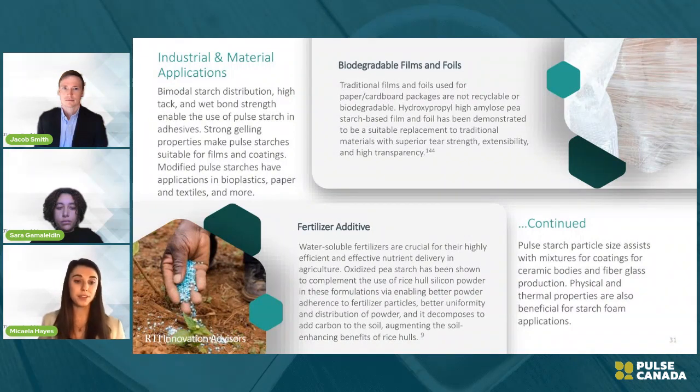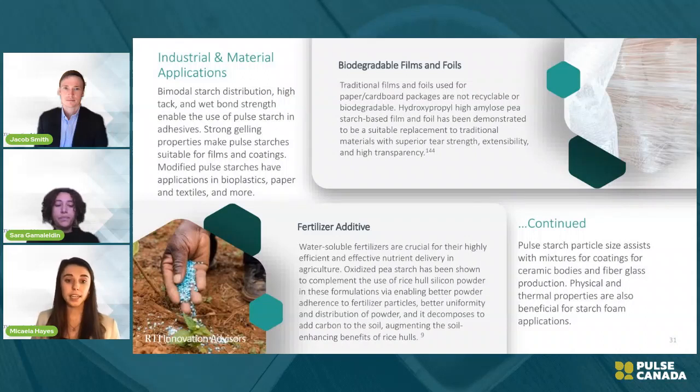So there were several different attributes of pulse starch that were found to be advantageous in this case. The oxidized pea starch was the specific type of starch that was leveraged, and the high viscosity of this starch allowed for the improved adherence of the silicon powder to the body of the fertilizer.